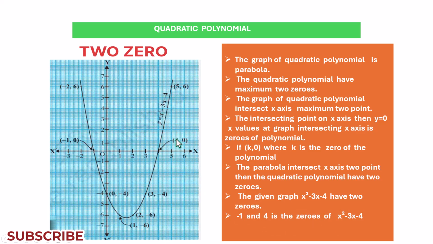On the x-axis, the y value is equal to 0. When y is equal to 0, the x value is a zero of the quadratic polynomial. 4 and minus 1 are the zeros of x square minus 3x minus 4. This is the graphical meaning of 2 zeros. Two zeros means the quadratic polynomial has 2 zeros, and the parabola intersects the x-axis at 2 points.